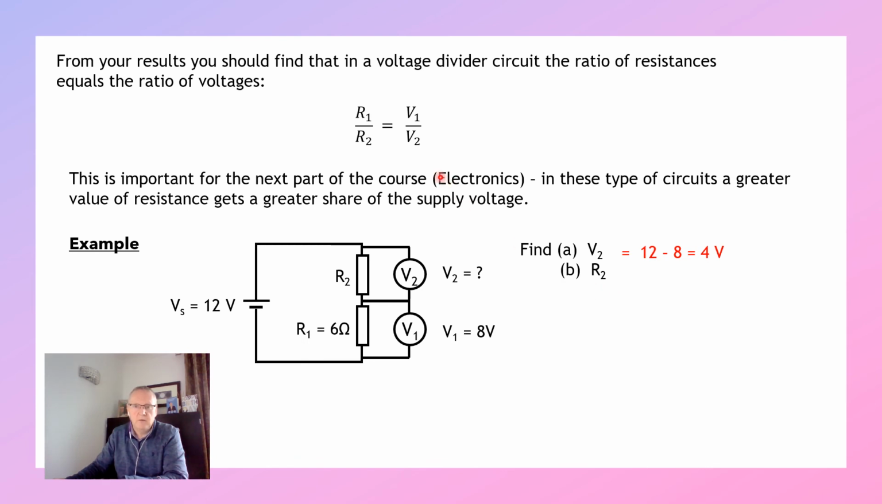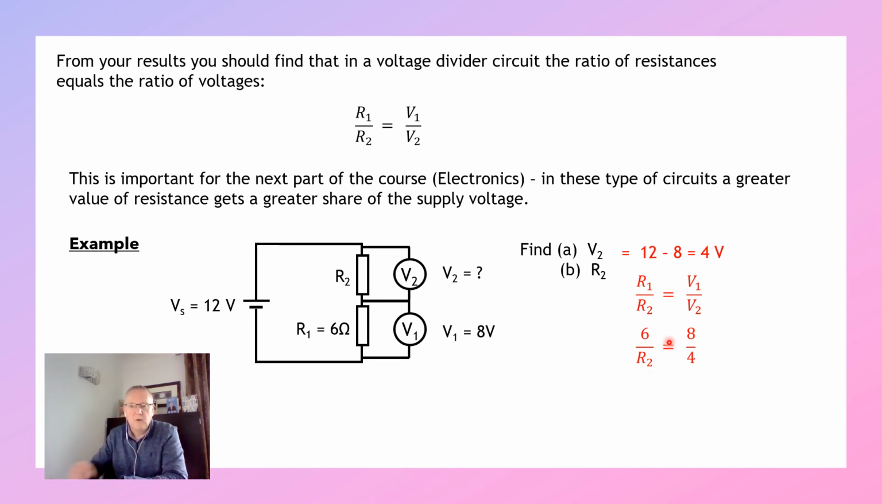Now the R2 one, we're going to have to use this equation here. So we've got R1 over R2 equals V1 over V2. Then you substitute in your numbers. So we've got 6 over R2 equals 8 over 4. Now, at this stage, if you're okay at your maths and you can recognize a pattern, 8 over 4 is 2, so 6 divided by something gives you 2. So you probably figure out that R2 is going to be 3 ohms.